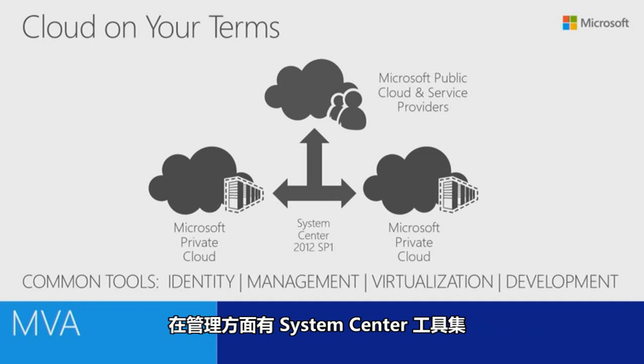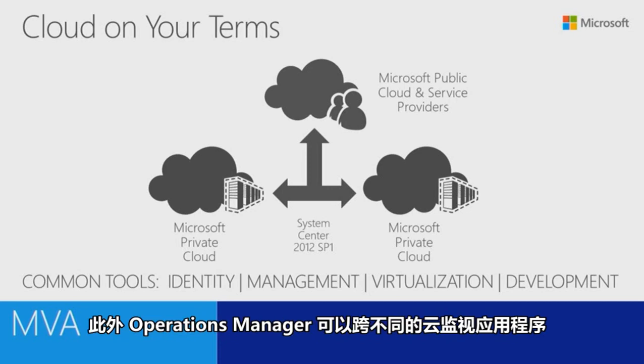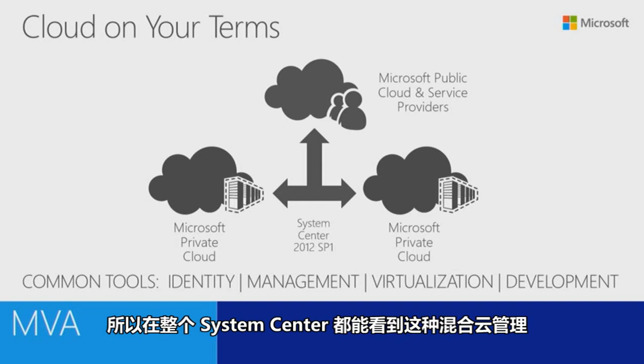With management, we have the System Center set of tools, and we're going to show you how App Controller can manage your applications across these clouds. But beyond that, Operations Manager can monitor your applications across different clouds. Orchestrator gives you the ability to automate actions across clouds, and so you're going to see this hybrid cloud management throughout the System Center stack.